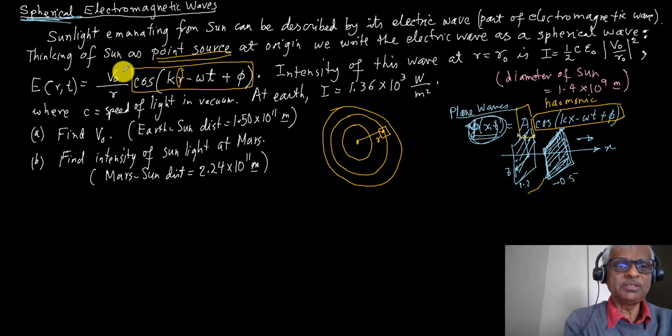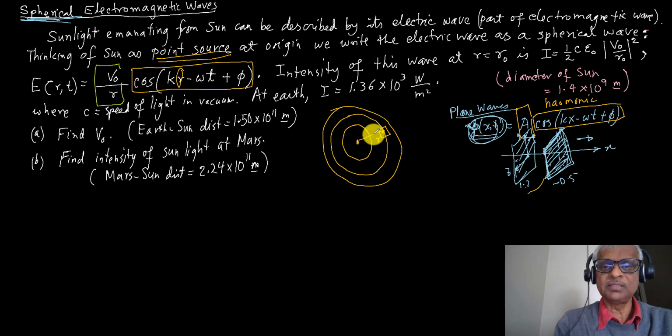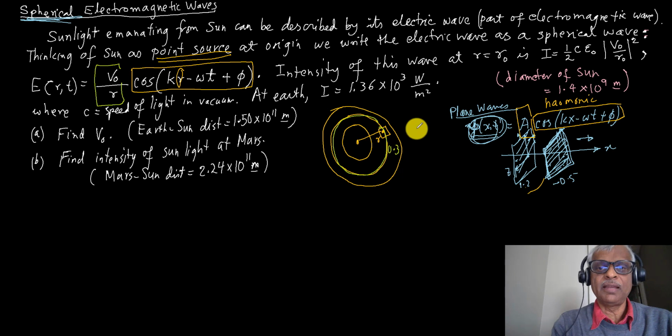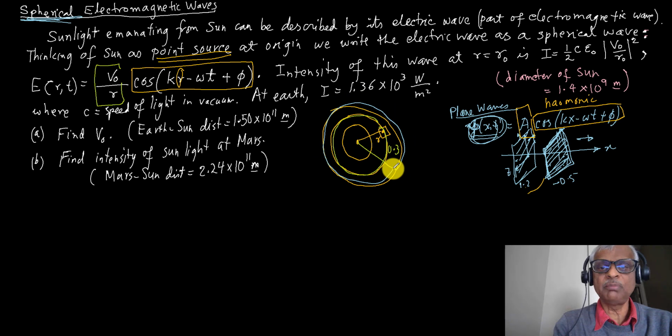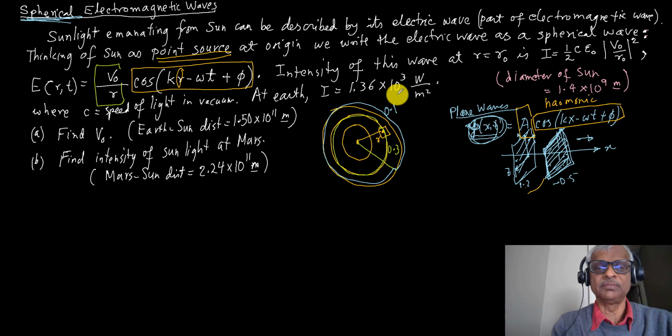Now what's the amplitude? This amplitude actually depends on the distance. So there's one amplitude for that distance. Maybe this is 0.3. And if I go to another distance, at that distance it's the same amplitude, and that may be 0.1, but it will be the same.